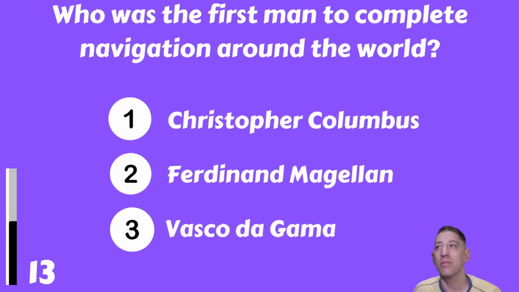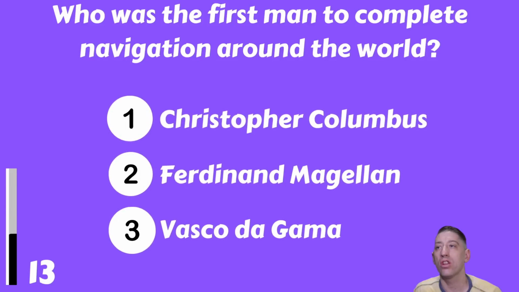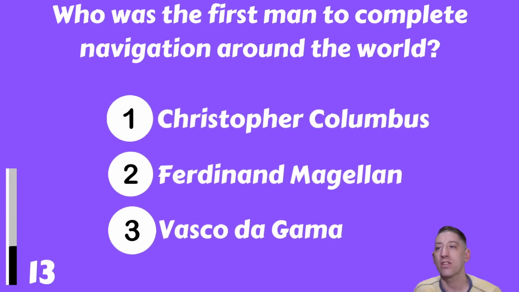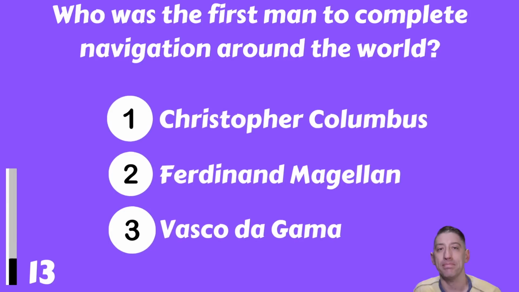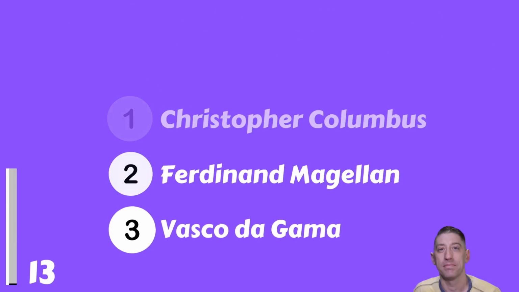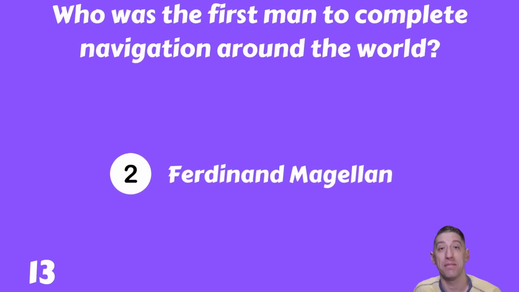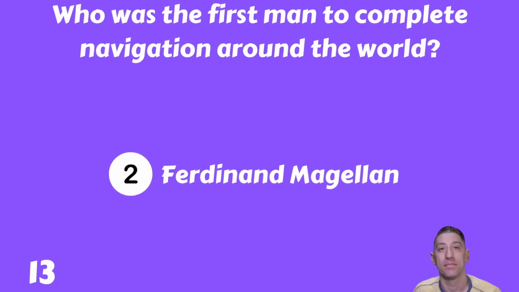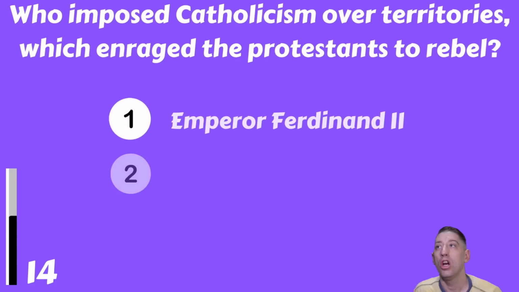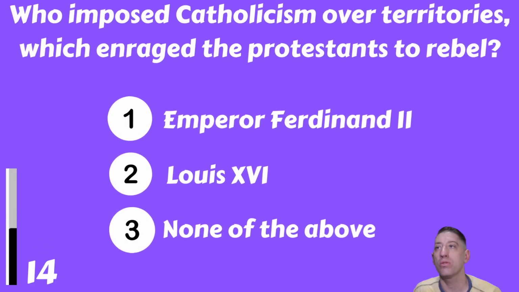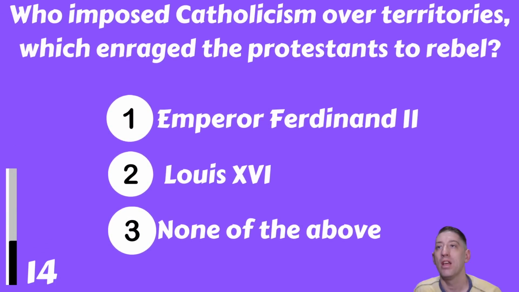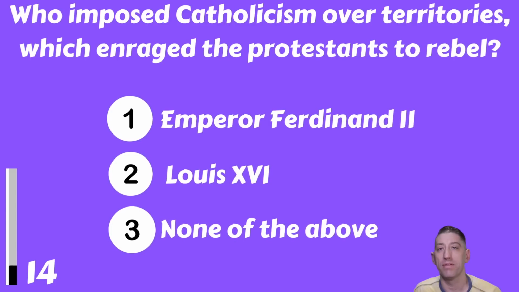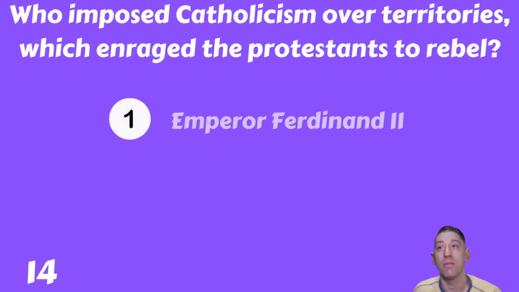Who was the first man to complete navigation around the world? Christopher Columbus, Ferdinand Magellan, or Vasco da Gama? Ferdinand Magellan. Who imposed Catholicism over territories which enraged the Protestants to rebel? Emperor Ferdinand II, Louis XVI, or none of the above? Emperor Ferdinand II.